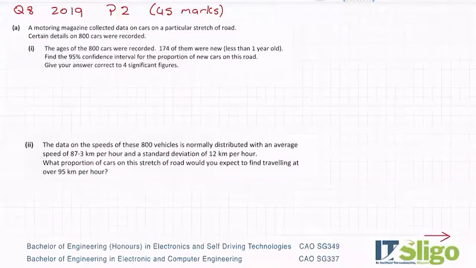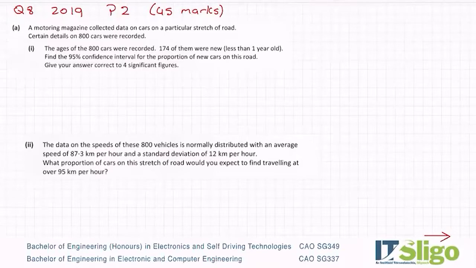Okay, question 8, 2019, paper 2 was a good question to do straight after we did the theory on confidence intervals and P values, because it focuses on that. So part A: a motoring magazine collected data on cars on a particular stretch of road. Certain details on 800 cars were recorded. The ages of the 800 cars were recorded. Okay, so ages.